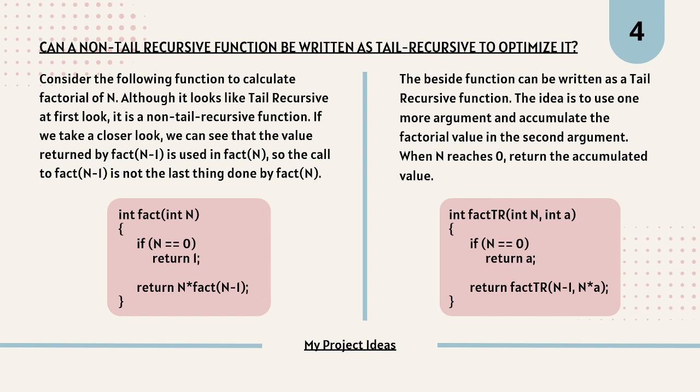So what is the idea behind it? You are going to use one more argument, like we have used here, a. The number whose factorial is calculated is n. And in the right-hand side box, you can see a parameter a, which is basically used to accumulate the factorial value in the second argument. It's pretty simple. You understood the tail recursion concept. So I hope it's clear to you.